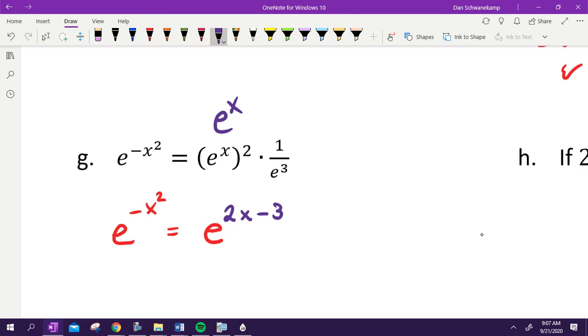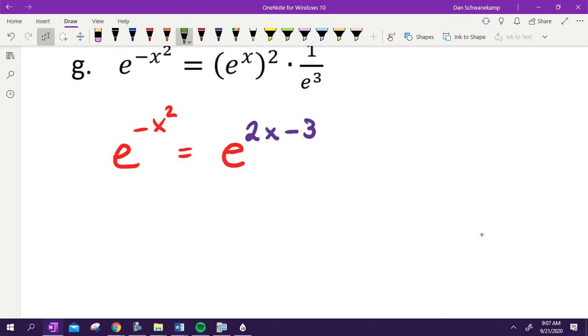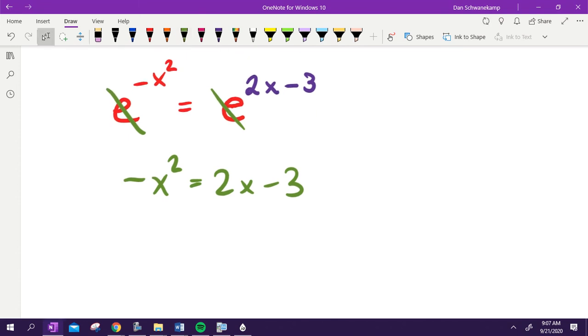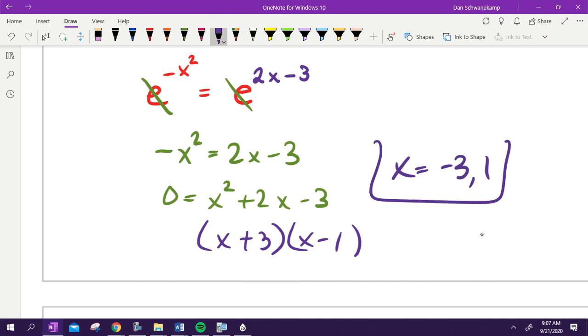e to the x squared is like e to the x times e to the x times e to the -3. That's what this is. Okay, so 1x, oh, that's 2x, and then minus 3. I'm just adding the exponents. Once I've gotten to this point, what can I do next? Cross out the e's. I get that. Now what do I do? Move the x squared because it's a quadratic. We need to set it all equal to 0. We get this guy. I factor x plus 3, x minus 1. X is equal to -3 and a positive 1.